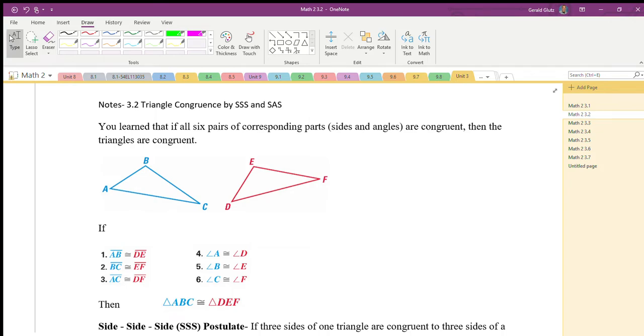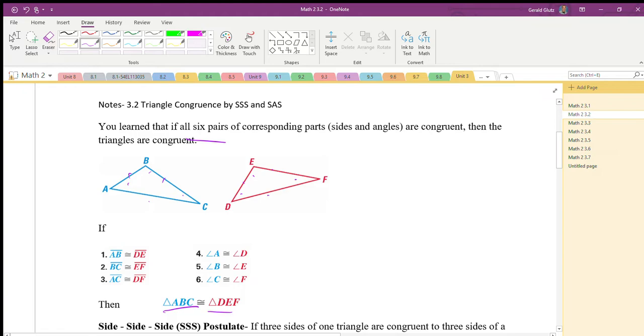Okay, so today we're talking about some more triangle congruent stuff. So yesterday we mentioned that for two triangles to be congruent, all three of the angles have to be congruent to all three of these angles. And then all three of the sides have to be congruent to each other. So like AB and DE, AC and DF, and BC and EF have to be congruent to each other. So we had 6 pairs of congruent or corresponding parts. And then after getting all those things, we could say that triangle ABC is congruent to triangle DEF.